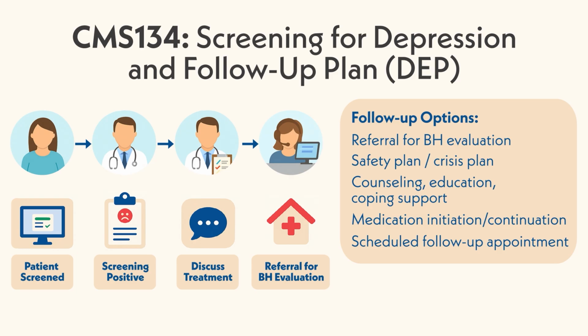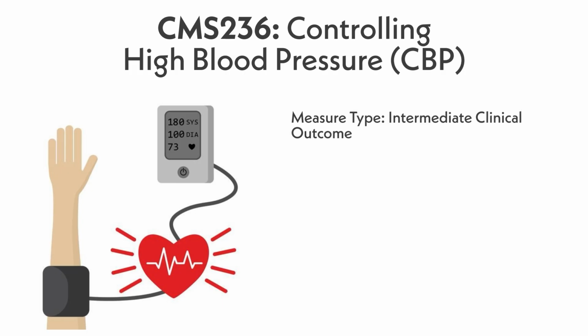This measure is controlling high blood pressure, quality ID 236. The denominator includes adults 18 to 85 with essential hypertension that started before and continued into the measurement period, or started during the first 6 months of the measurement period, and who had at least one visit during the year.